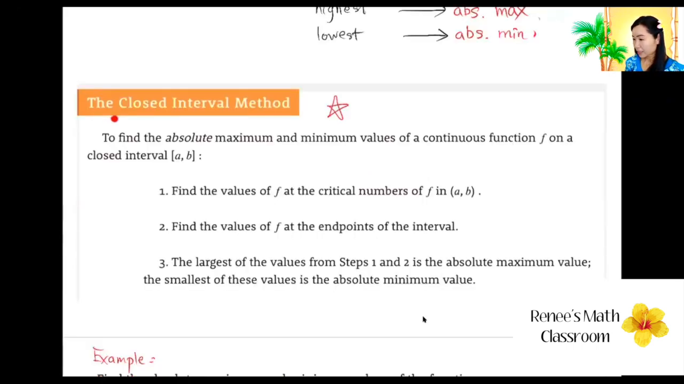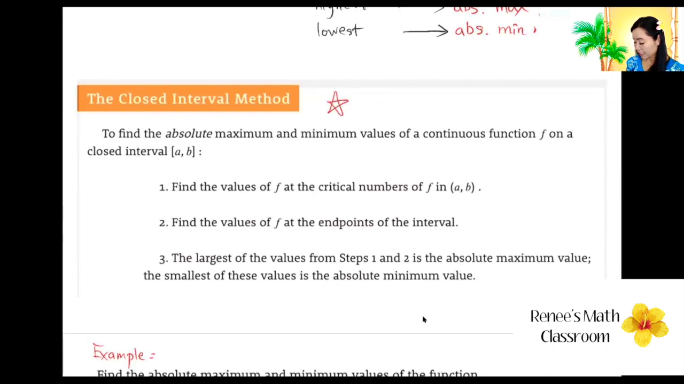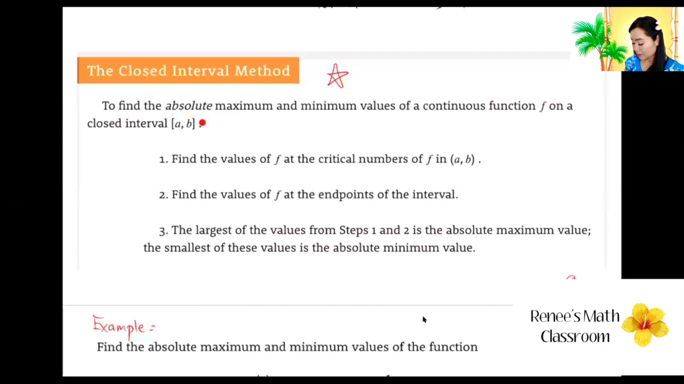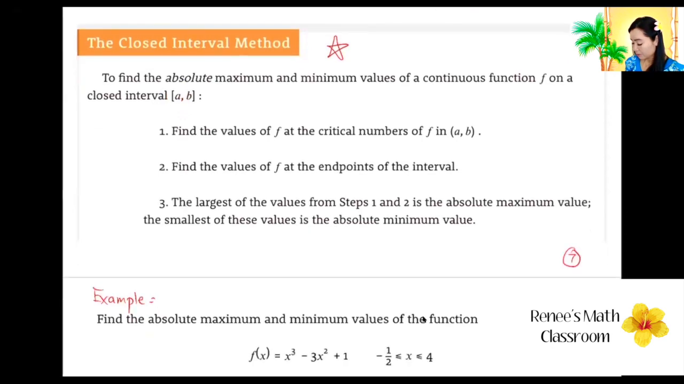So we have this closed interval method. When you have a continuous function on a closed interval, what do you do? You consider this closed interval as the domain, and then you find the value of f at the critical numbers of this function inside the open interval (a, b), and you also find the endpoint values, and then you compare them. The largest one is the absolute max, and the smallest one is the absolute min.